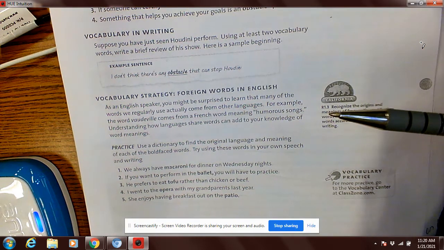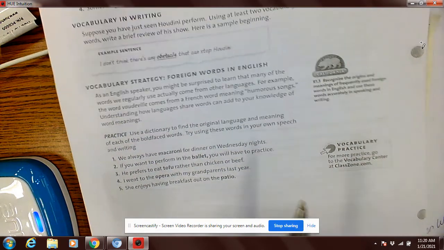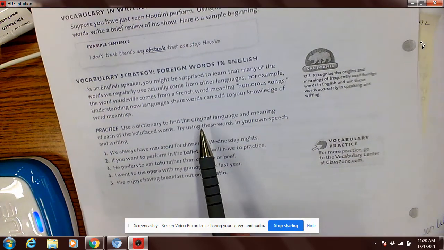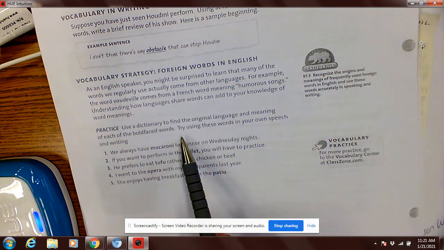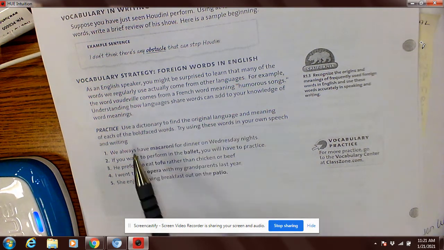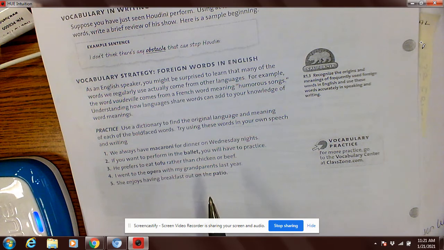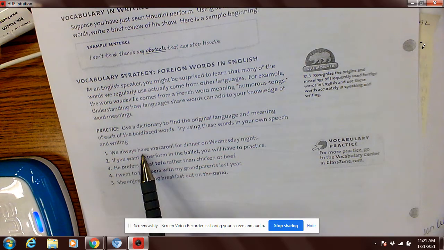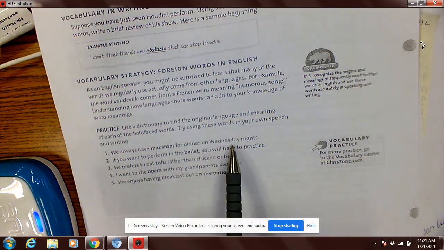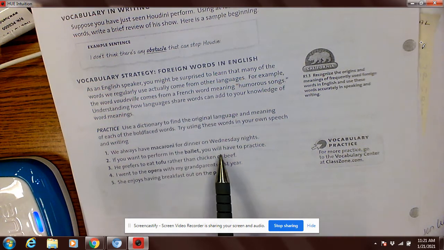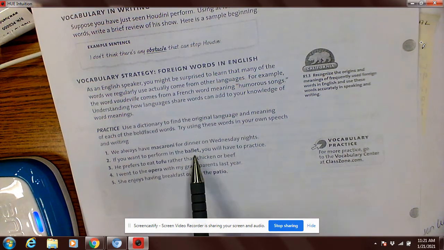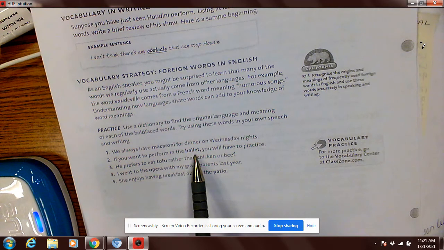Well, our class already knows that. Use a dictionary, which we're not going to do, to find the original language and meaning of each of the boldface words. Try using these words in your own speech and writing. Well, we probably should do that, but maybe we know the origins of these words. We always have macaroni for dinner on Wednesday nights. If you want to perform in the ballet, you will have to practice. Well, that to me sounds like ballet sounds French.